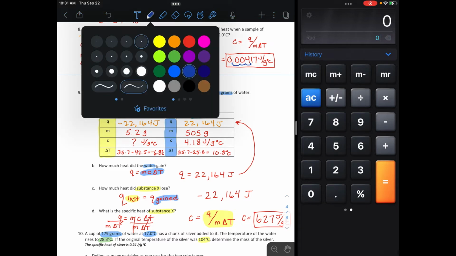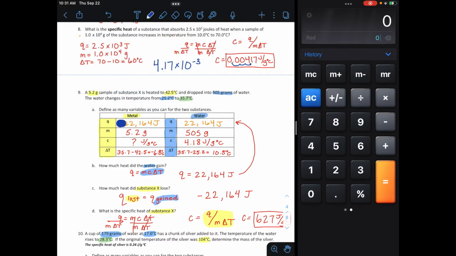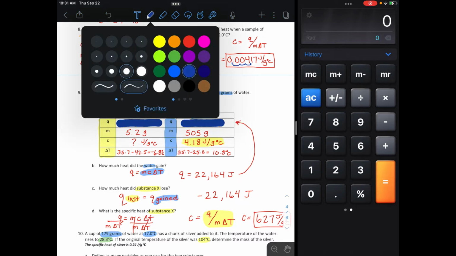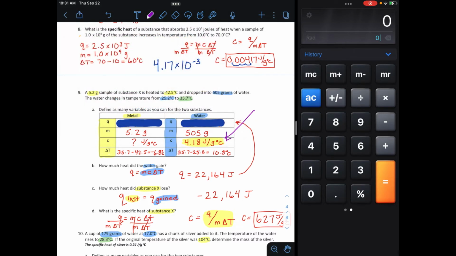So I'll give you a hint. When I'm defining variables, I don't have Q. Q doesn't exist yet. I know things like 5.2 grams of the substance. I know that there's 505 grams of water. I know that the specific heat of water is always 4.18 joules per gram. This one is always going to be this. And I'll write that on the board for you so you don't forget.